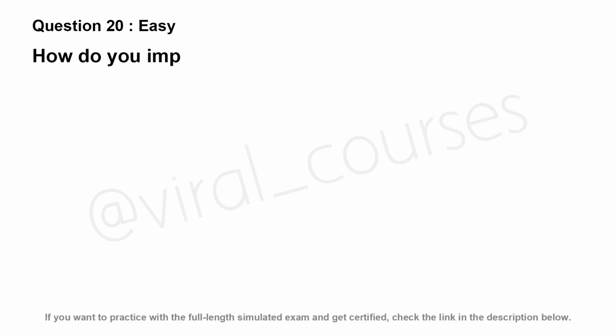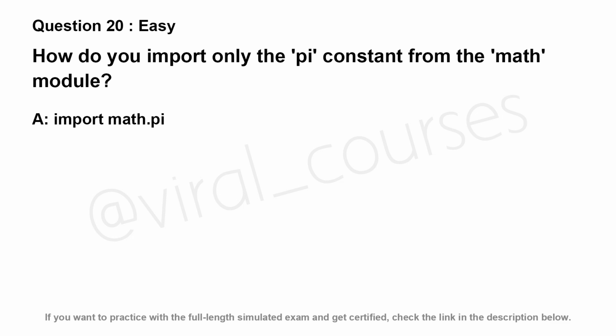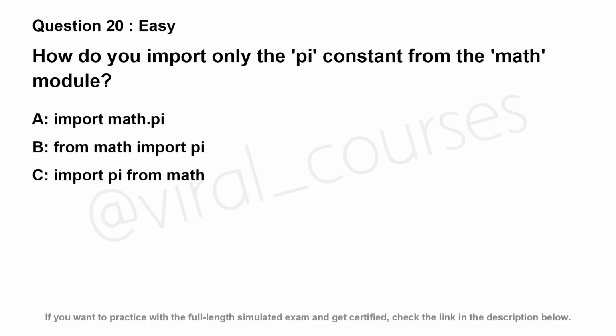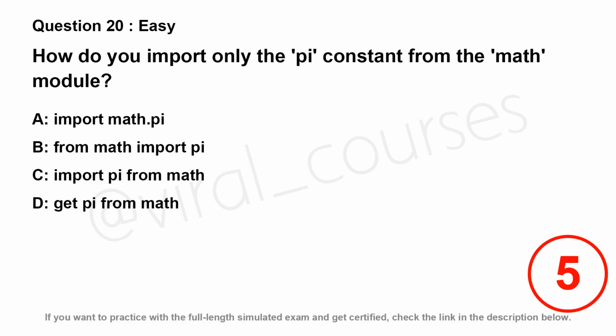How do you import only the pi constant from the math module? Option A, import math pi. Option B, from math import pi. Option C, import pi from math. Option D, get pi from math.